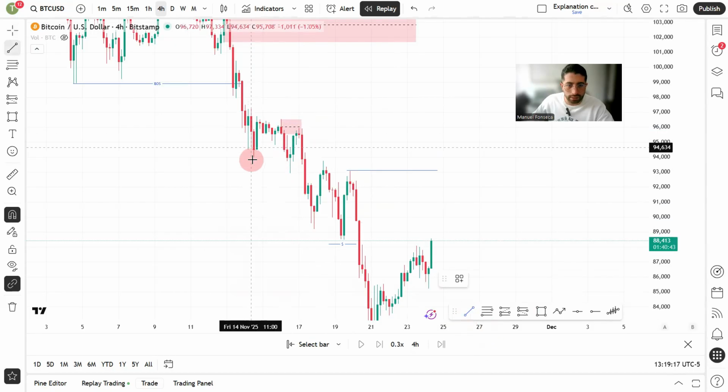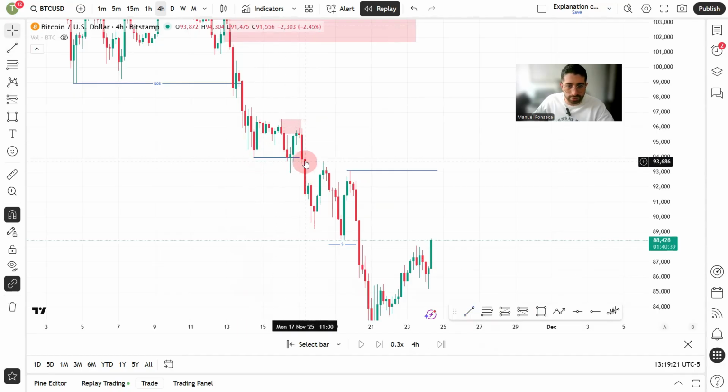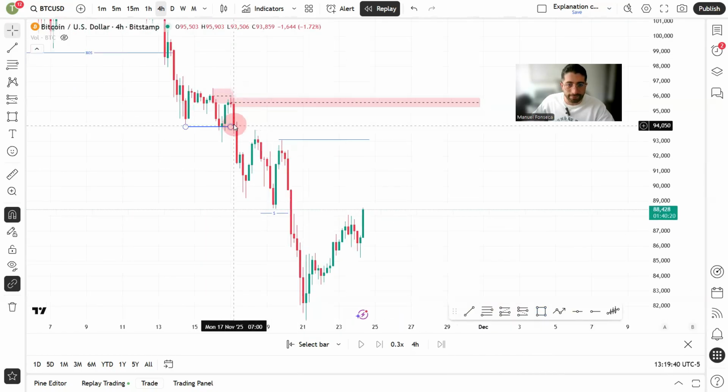When I say it breaks the structure, it breaks the structure with the bottom of the candle, boom. And then this red candle right here, or even this green candle, both could be considered an order block, a decisional order block, right? Nice. Break of structure, perfect.